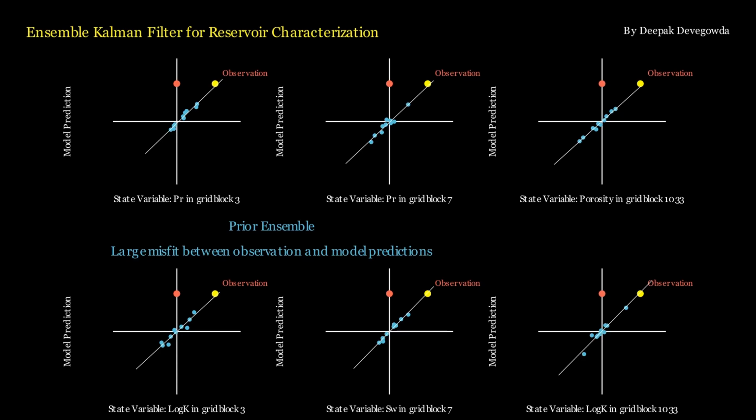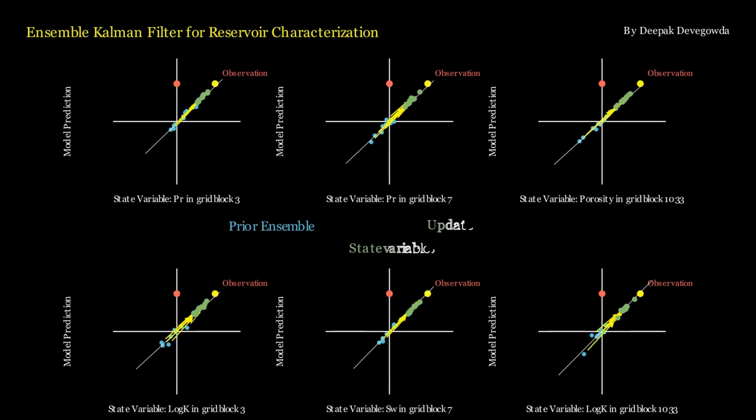And if you get an observation that's denoted by the red dot, then essentially you know that if you adjust the pressure in grid block 3 for each one of the ensemble members towards the right, or if you increase them, then our model predictions are going to be matching our observation. And we do the same for all the other state variables within our ensemble.